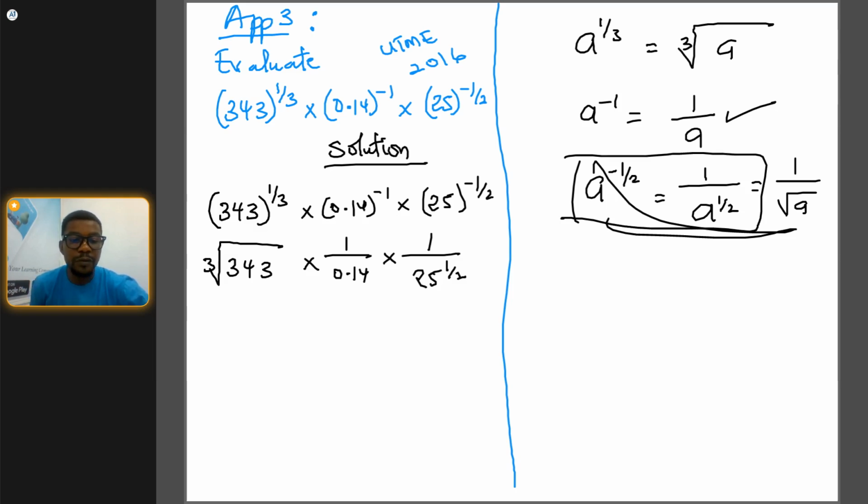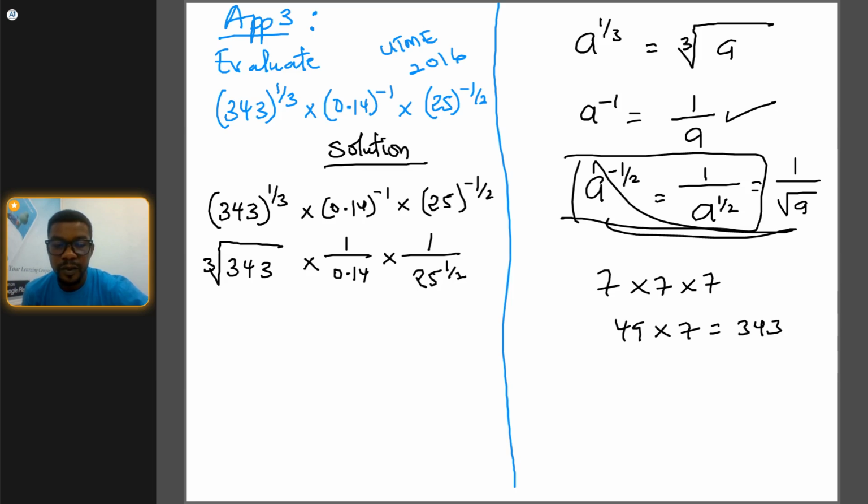What is the cube root of 347? We are looking for a number that when you multiply it by itself in 3 places, you are going to get 347. So let's try 7 times 7 times 7. That is 49 times 7, and that will give us 343. So the cube root of 343 is 7.